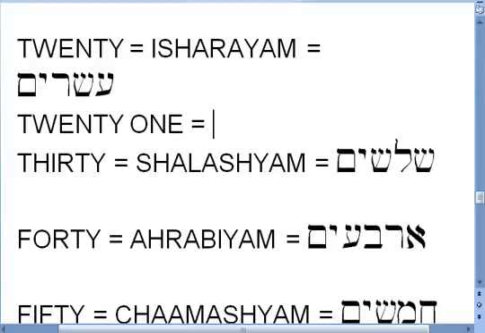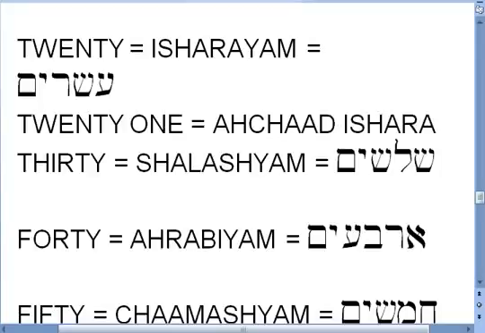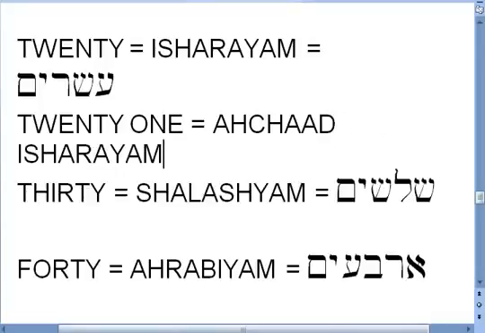But 21 would be Akkad Aisharayum. Why? Because Akkad is 1 and Aisharayum is 20, as you see there. So Akkad Aisharayum is 21.